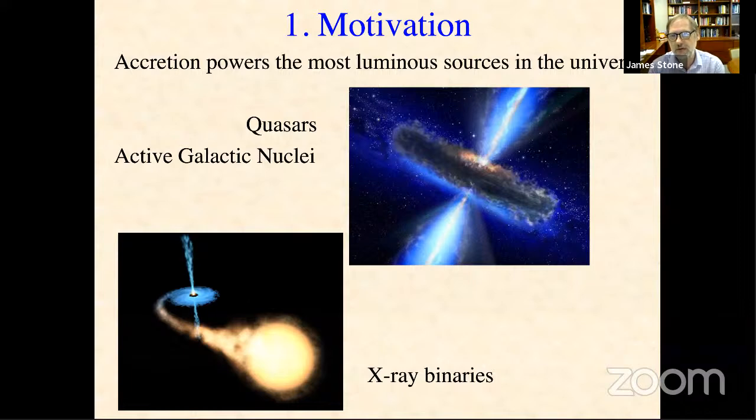Accretion onto compact objects is by far the most energetic process in the universe. It releases far more energy per gram than say nuclear fusion in stars. And so accretion powers all of the most luminous sources that we know in the universe. This includes quasars and active galactic nuclei. And in the stellar context, when we have close binary stars, X-ray binaries, for example, are powered by accretion onto a neutron star or white dwarf in a close binary system. And so we'd really like to understand this gas dynamical process of accretion to understand these very luminous sources.